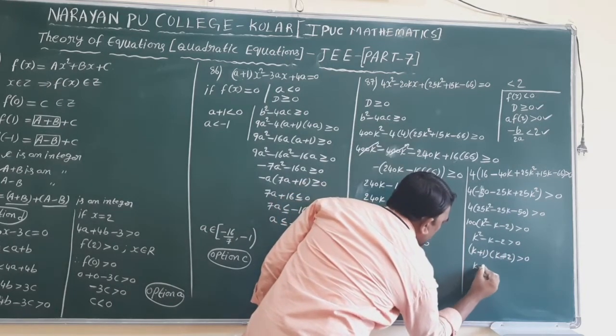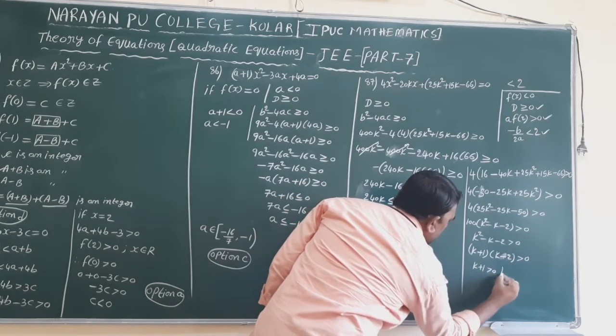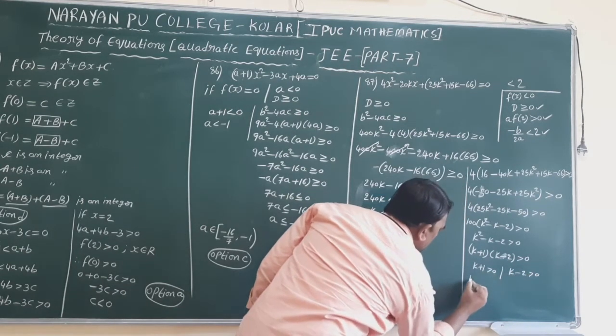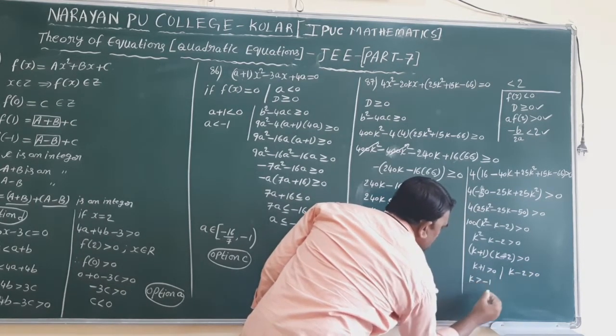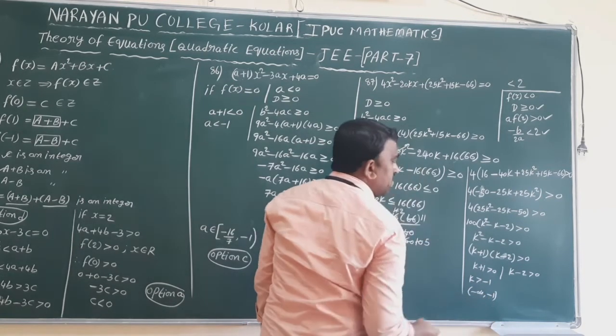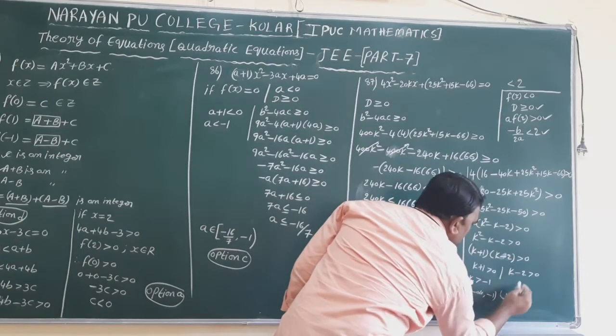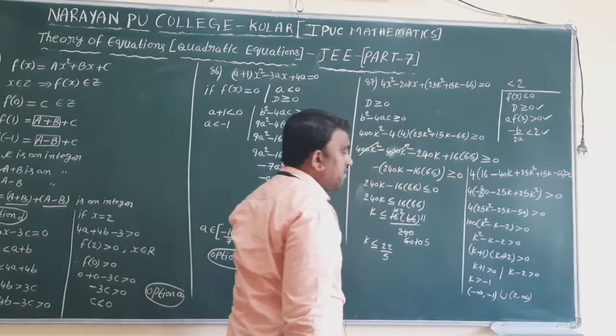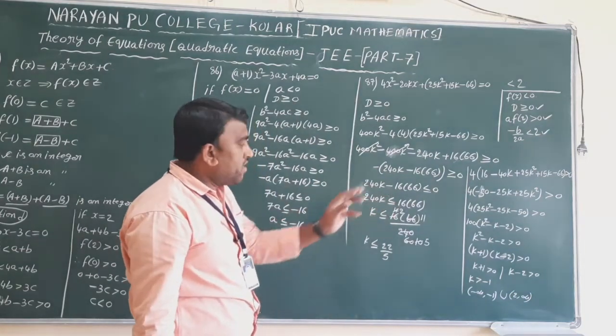So k + 1 is greater than 0 or k − 2 is greater than 0. k is greater than −1. That means (−infinity, −1) union k is greater than 2, that is 2 and above. This interval we got. Now which interval we need to take, that we need to verify.